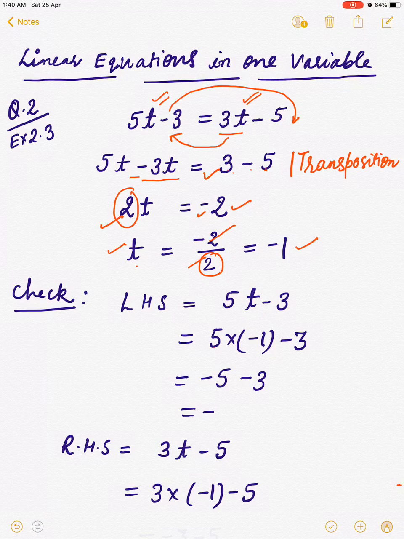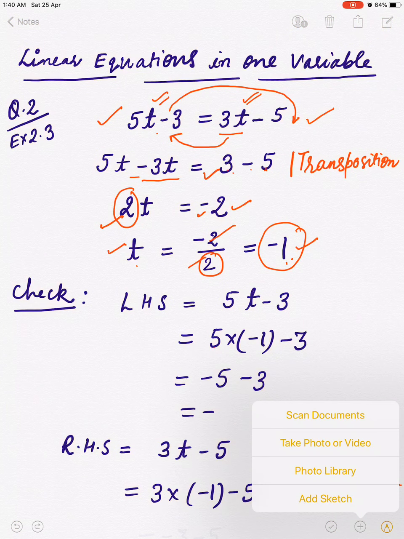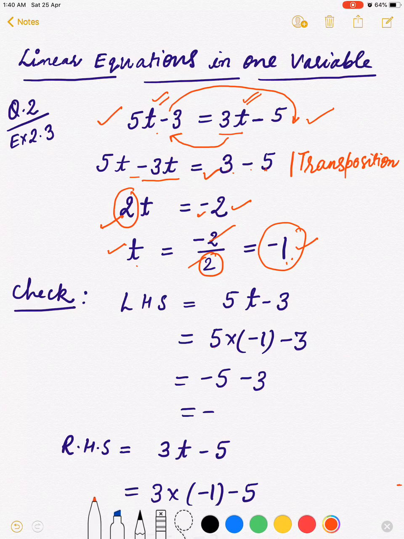So t की क्या value आ गई? Minus 1. Now I have to check this value is correct or not. वो कैसे पता चलेगा? उसके लिए हम checking कर सकते हैं. Checking कैसे करेंगे? This value of t can be placed on left side as well as on right side. If both the answers will come equal, then our answer will be correct. So, how will we check this?